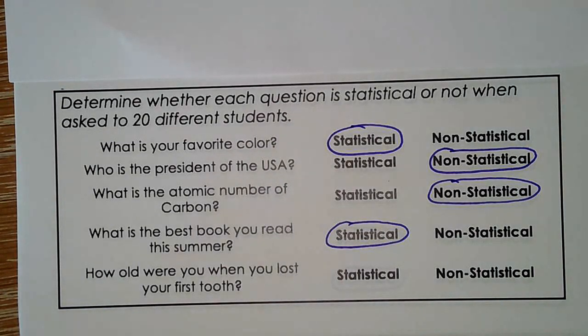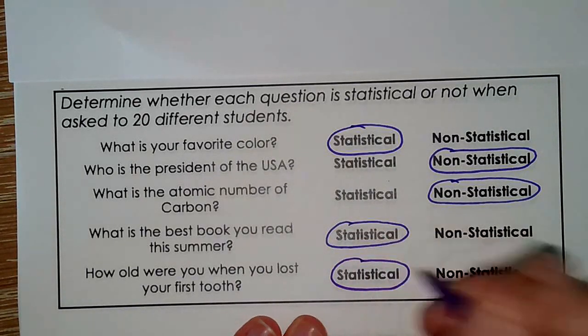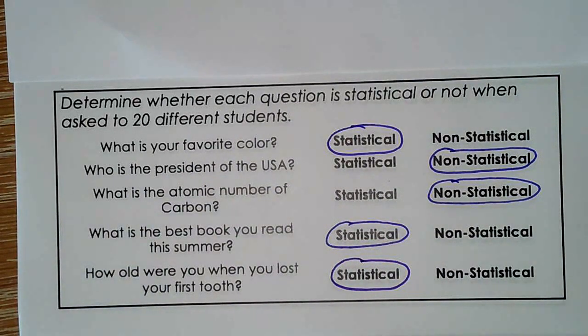And then lastly, how old were you when you lost your first tooth? Well, I lost my first tooth when I was 7. Somebody else might have lost their first tooth when they were 5 or maybe 8. Everybody's age might be different. Therefore, that is statistical. So to recap, a statistical question must yield multiple results. We cannot have a statistical question with only one answer because we cannot analyze that.